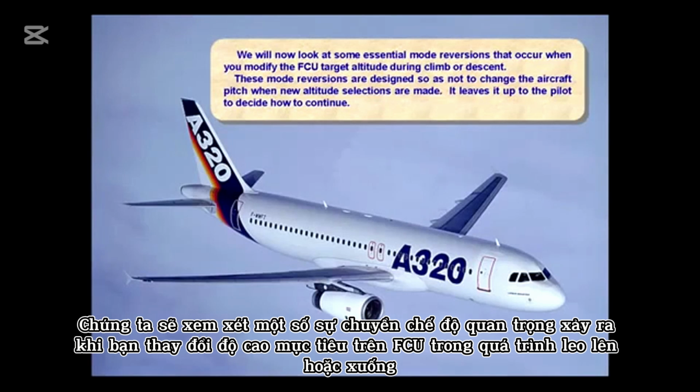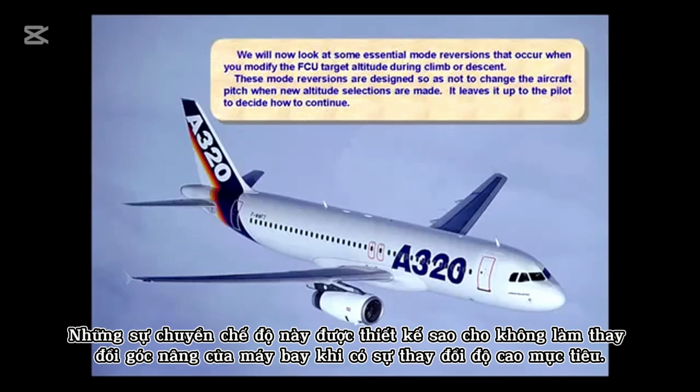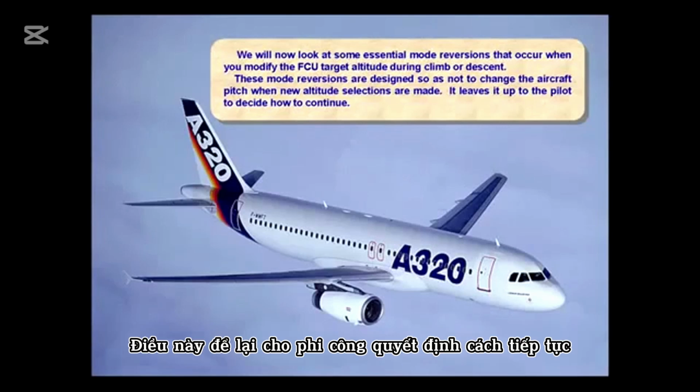We will now look at some essential mode reversions that occur when you modify the FCU target altitude during climb or descent. These mode reversions are designed so as not to change the aircraft pitch when new altitude selections are made. It leaves it up to the pilot to decide how to continue.